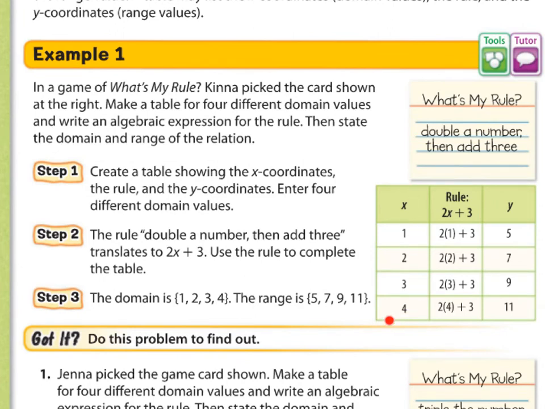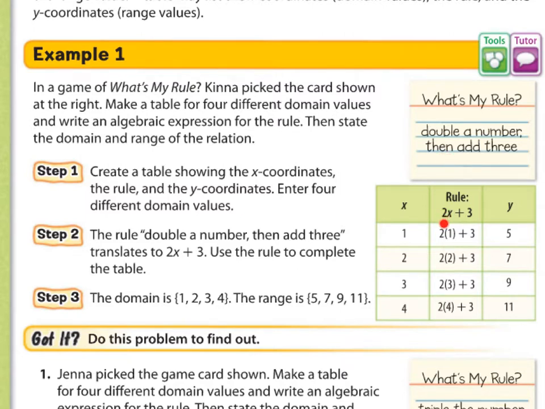So you can see what they mean by that. You have your input right here, right? Then it goes through a function, and then it comes out as an output. So your domain, or your x-axis, horizontal axis, goes through a function to generate your y-axis, your output, your vertical coordinate, right? So let's see here. In a game of What's My Rule, Kina picked the card shown at the right. What's my rule? Double a number, then add 3. So multiply it by 2 and add 3.